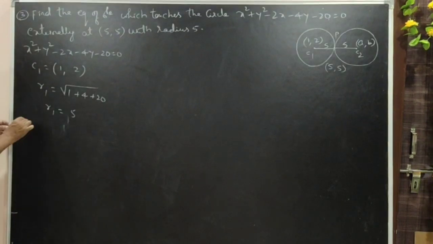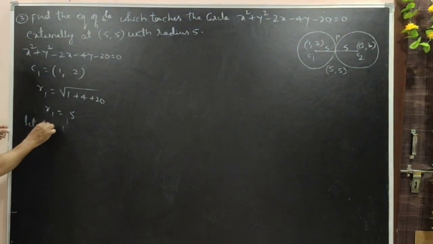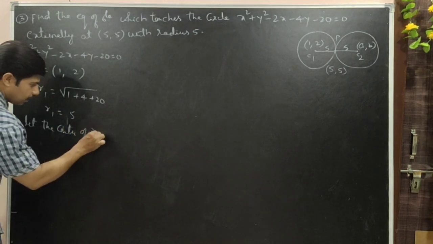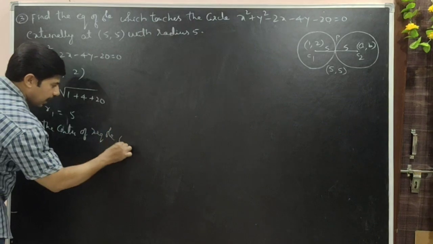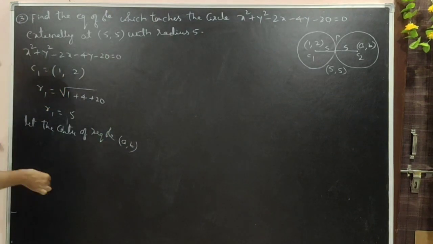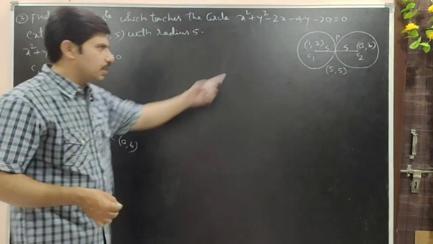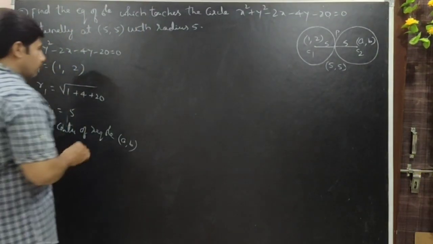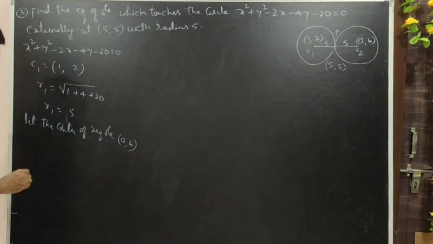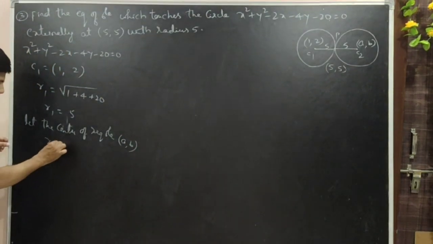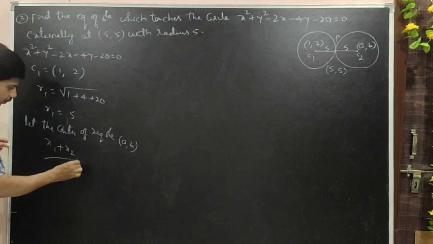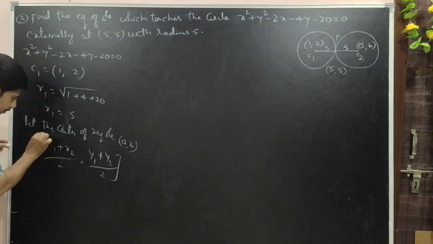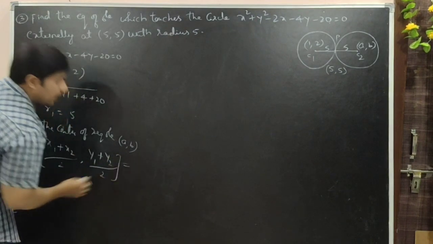After that, I write: let the center of the required circle, I am assuming, be a comma b. Whenever we are solving these problems, you have to draw this. Now I'll find a comma b. So how to find that a comma b? By using the midpoint, that is x1 plus x2 by 2 comma y1 plus y2 by 2. This midpoint is nothing but 5 comma 5.